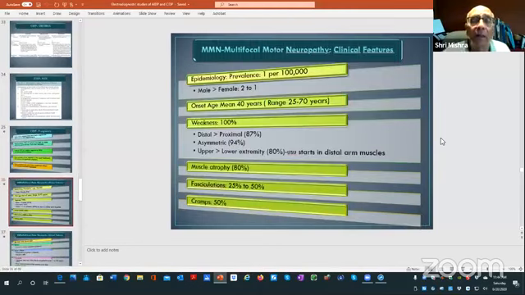So back again, the other entity I want to bring to your attention is called multifocal motor neuropathy with conduction block.